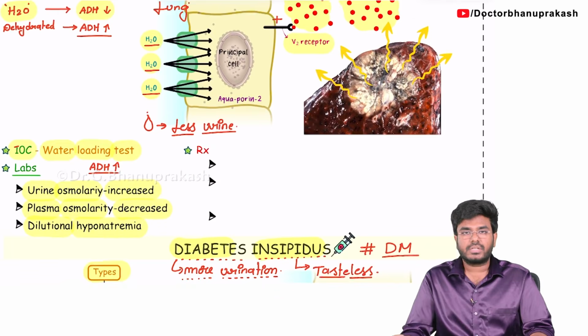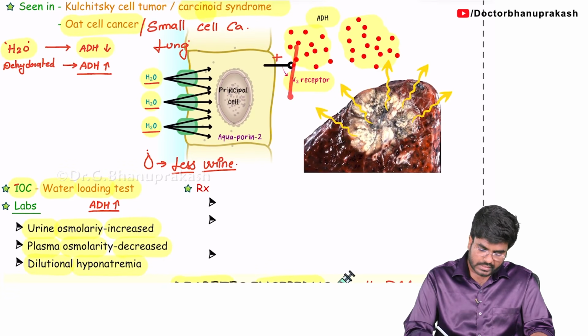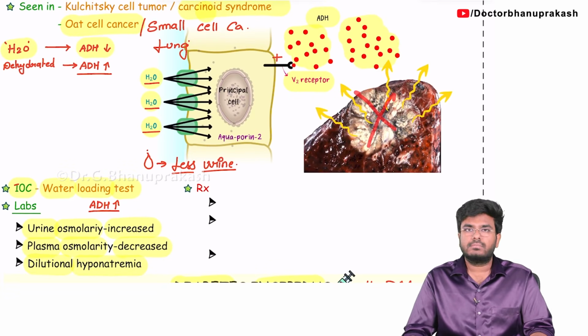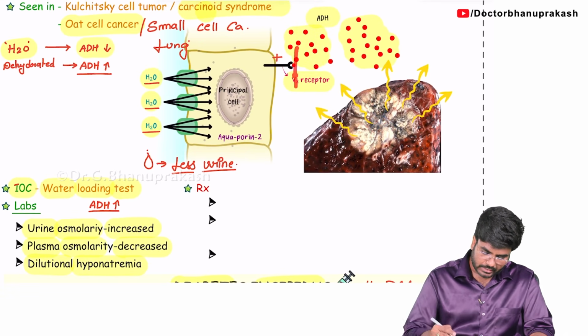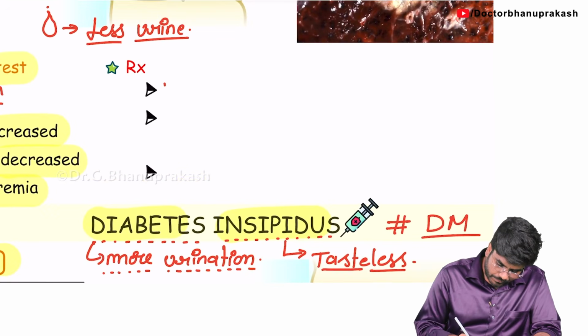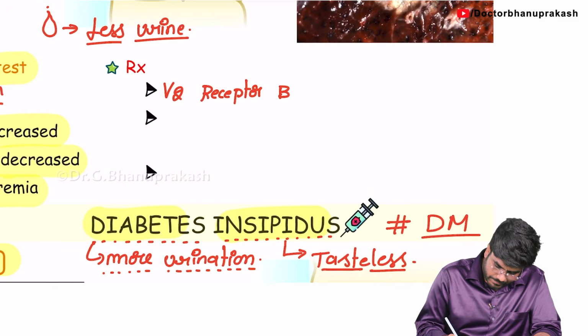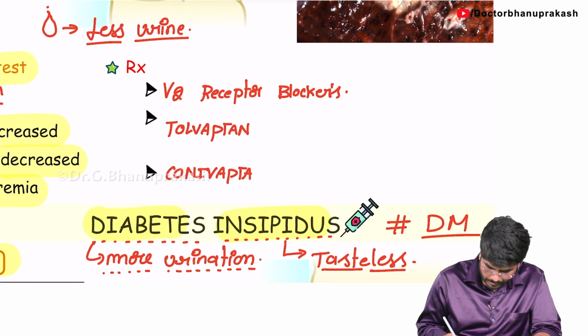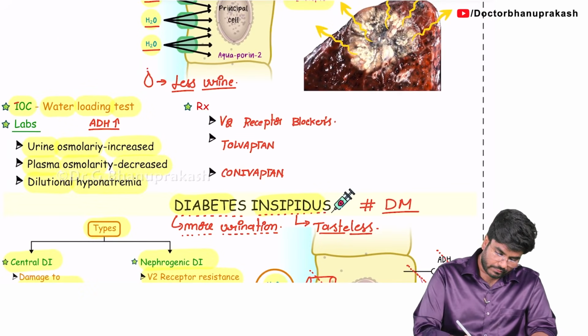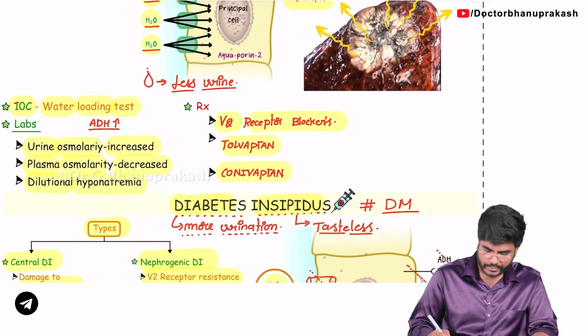Now, tell me how to treat this condition. The treatment of this condition is to block this receptor. We can't treat this cancer that easily. So what we can do is at least block this V2 receptor. So, treatment is V2 receptor blockers. What are they? Drugs called tolvaptan, conivaptan. These are the V2 receptor blockers which can be used in the treatment of SIADH.